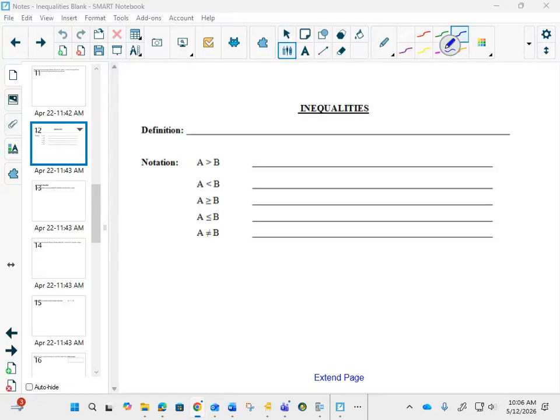Our new unit is on inequalities. So first of all, what is an inequality? An inequality compares two things that might not be equal.